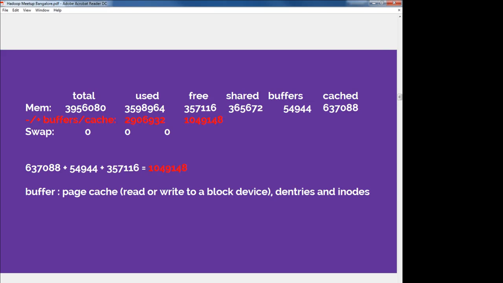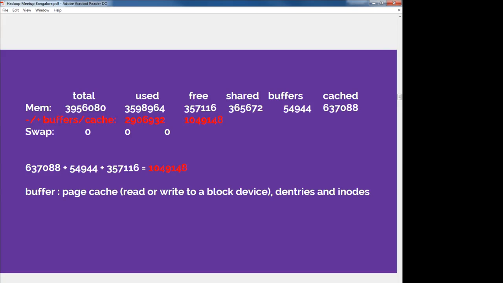The first one or second one? Let me make it interactive, that's okay, because otherwise it will get very boring. The second one. Fine. Yeah, this is the second one. Why not the first one? Because the first one excludes the buffer and the cache memory out of it.